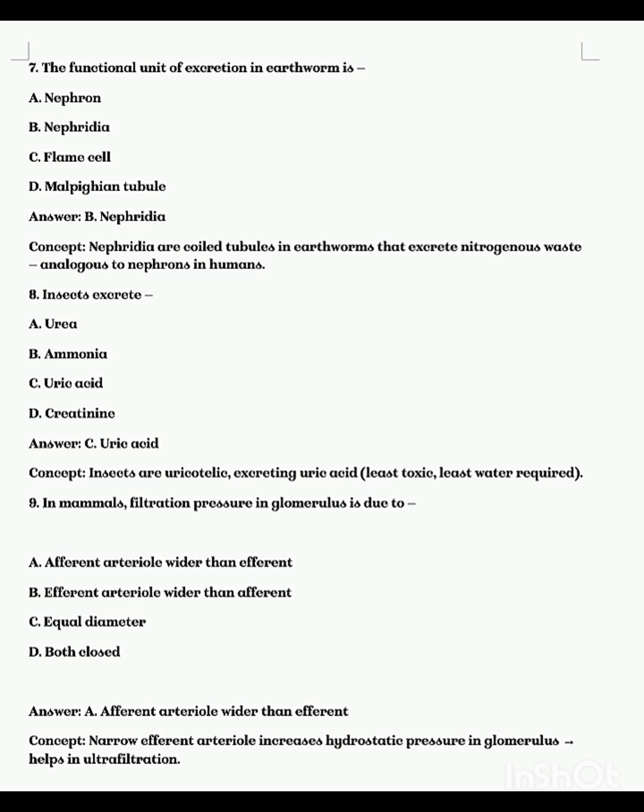9. In mammals, filtration pressure in the glomerulus is due to A. Afferent arteriole wider than efferent, B. Efferent arteriole wider than afferent, C. Equal diameter, D. Both closed. Answer A. Afferent arteriole wider than efferent. Concept: the narrow efferent arteriole increases hydrostatic pressure in the glomerulus, which helps in ultrafiltration.